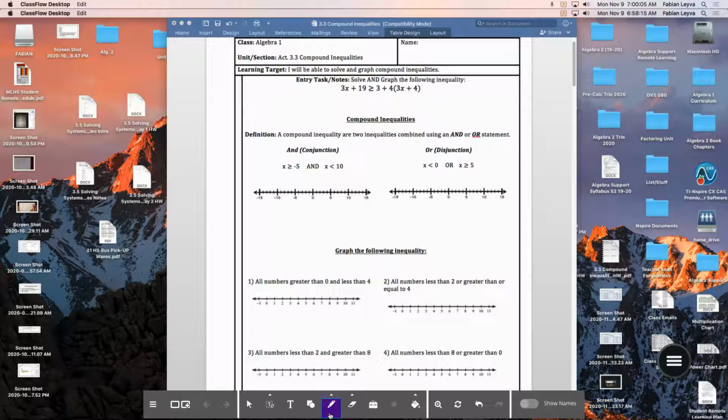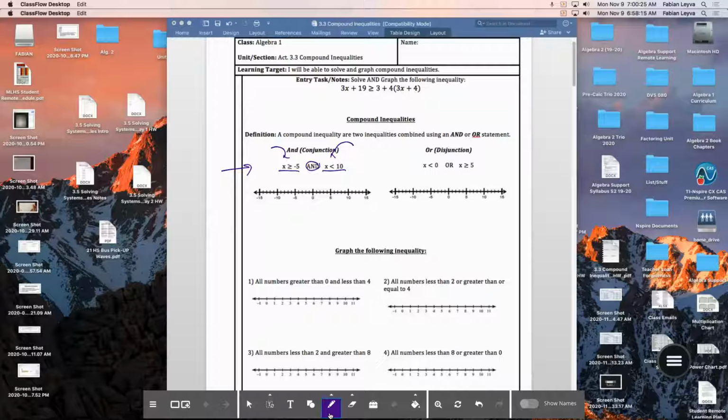If I read this inequality starting right over here, I know that x is greater than or equal to negative 5 and it is also less than 10. That means that I have to have both of these inequalities. My solution isn't just one inequality or the other one, it's both.